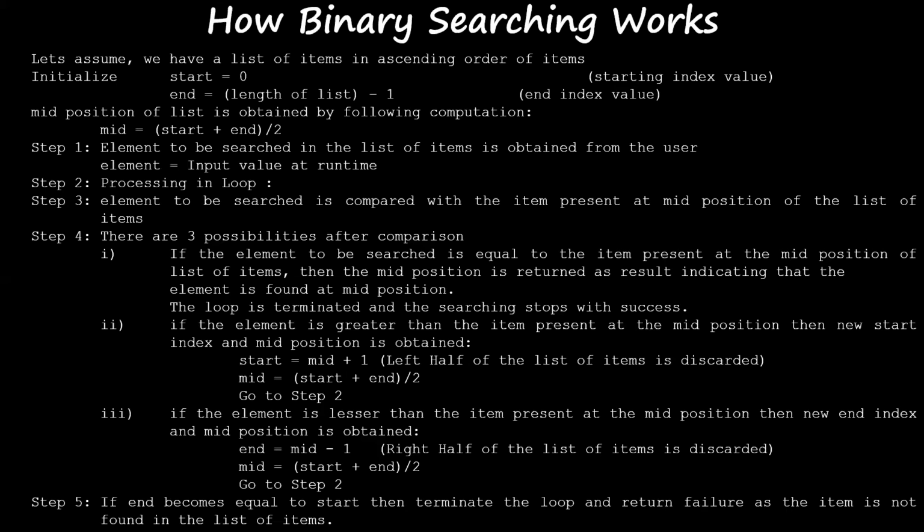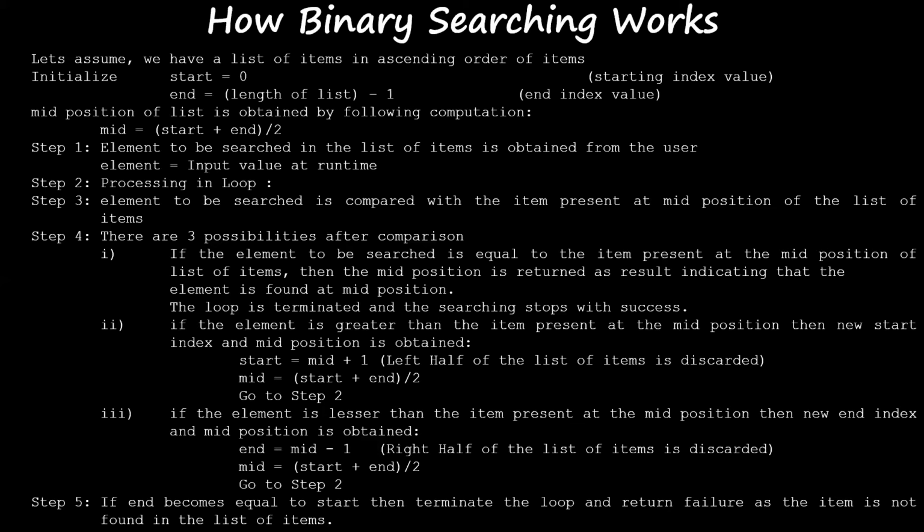The second possibility is if the element is greater than the item present at the mid position, then a new start index and mid position are obtained. The new start index is calculated as mid plus 1. The left half of the list of items is discarded. Mid is calculated as (start plus end) divided by 2, and again the floor integer value is obtained. Go to step 2. That means the processing of the loop continues.